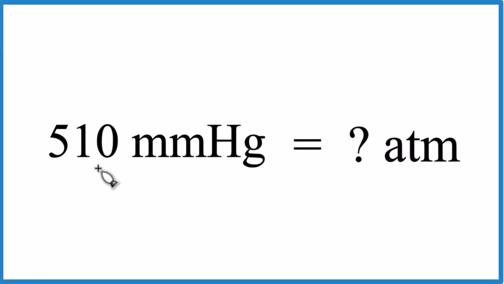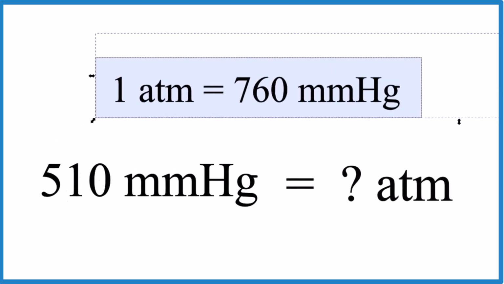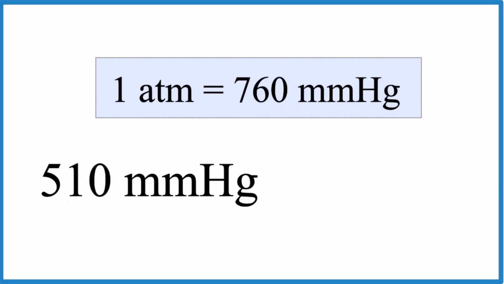All right. So if you have 510 millimeters of mercury, you want to convert that to atmospheres, here's how you do it. So we need a conversion factor here. And that conversion factor is that 1 atmosphere equals 760 millimeters of mercury. So we're going to multiply our 510 millimeters of mercury times this conversion factor over here.